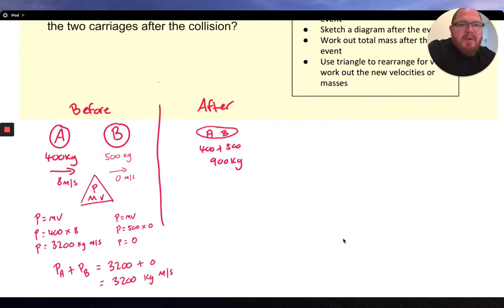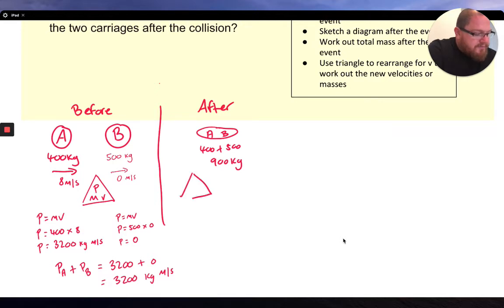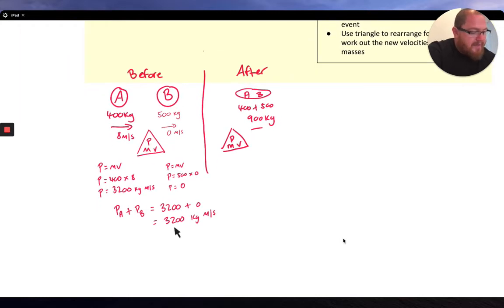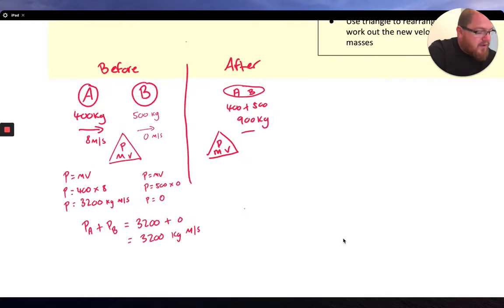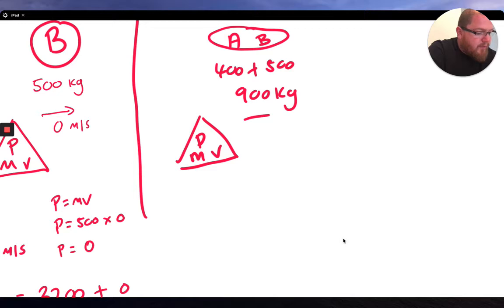Now I can use my formula, my triangle, PMV, to work out the velocity. Because I know my mass is 900. I know my momentum is 3200. Because momentum is conserved, the momentum must be the same after the event as before. It's just going to be a different speed. So I'm going to rearrange, so I'm just putting my finger over V. Okay, so V equals P over M.